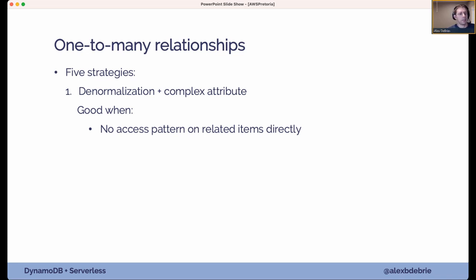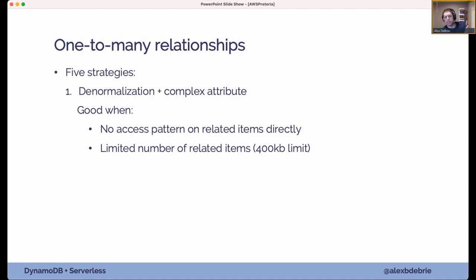This is good when, number one, you don't have an access pattern on that related item directly, because you can't do a secondary index on a complex attribute like this. But here we're not saying, hey, here's this bank account number, here's this credit card, who does it belong to? We never have that. We're always doing it within the context of that organization, which we know how to find. So then we don't need to index that in a separate way.